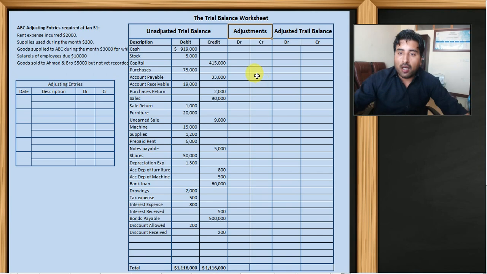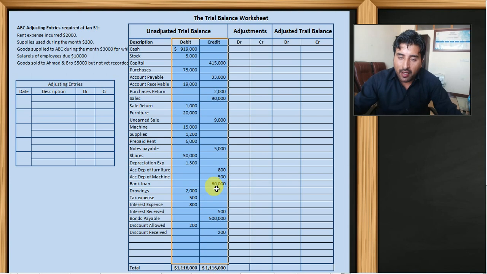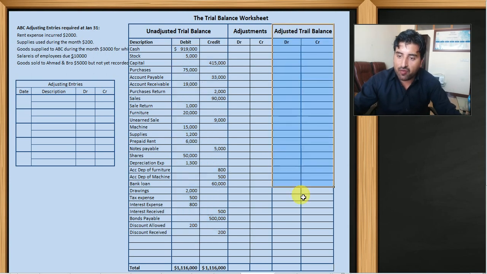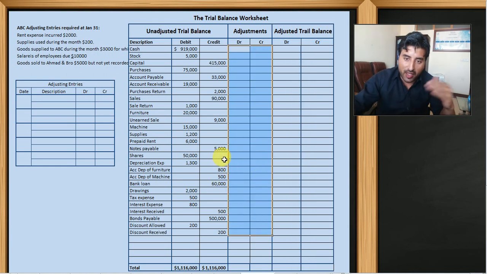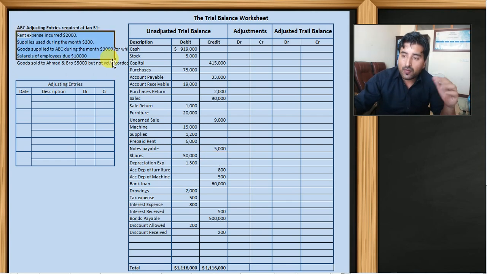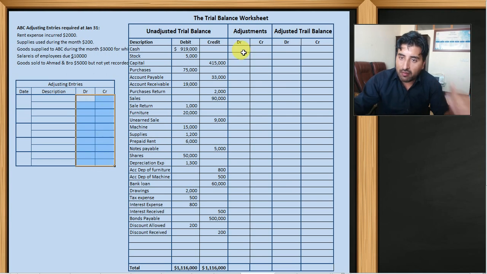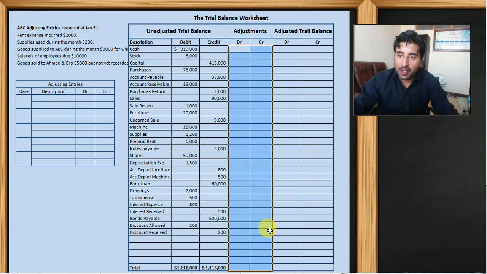Okay, so dear students, now we have the unadjusted trial balance, and we are converting this unadjusted trial balance to the adjusted trial balance with the help of some adjustments, right? We are making some modifications and changes with the help of these entries. So dear students, what are the steps? First, we record all these transactions in the journal, then we move all the debit and credit values into the debit and credit sides of the adjustments column, and then finally we compute the adjusted trial balance.